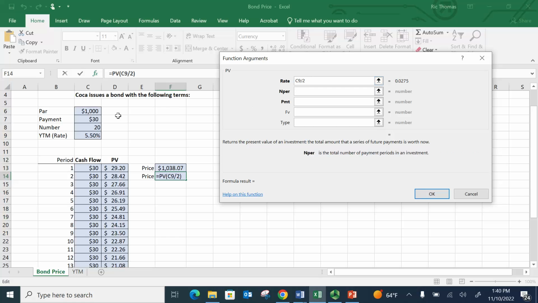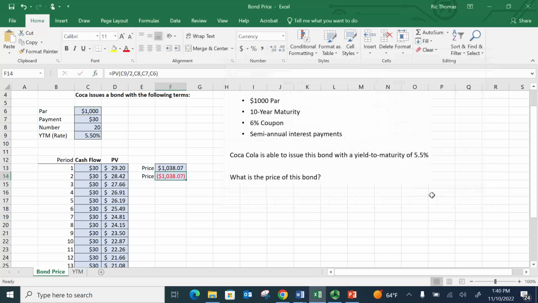The number of periods, I can just click on that 20. The payment, we know it's 30. The future value is going to be 1,000. That's the money I get back at the very end. And I hit OK. Now I get the same number.